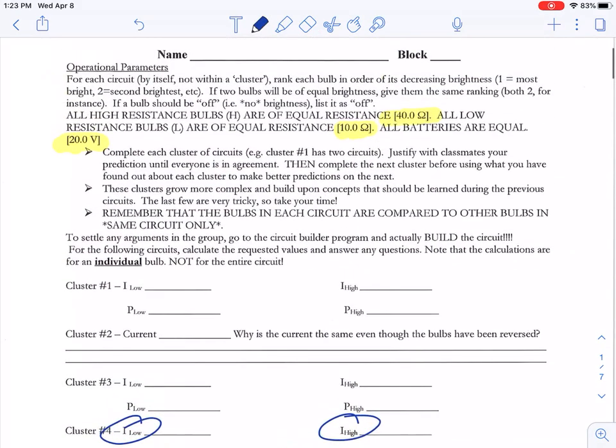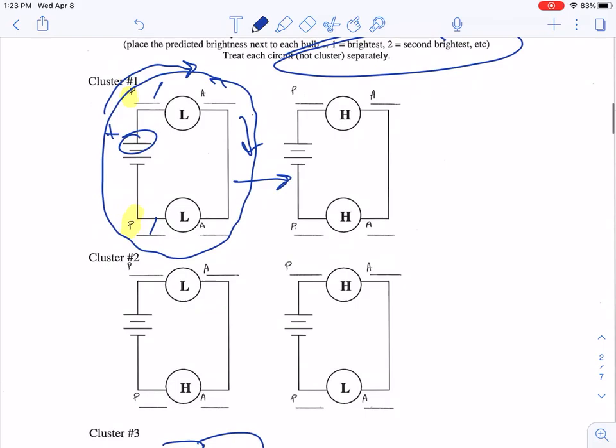Okay, so this is kind of a cool lab. It's going to make you think. But again, I beg of you, pay attention to the spirit of the lab. You're supposed to make predictions and then see what actually is going to happen.